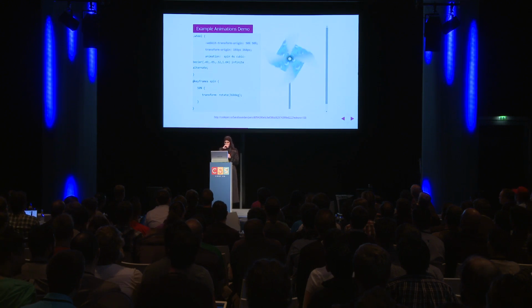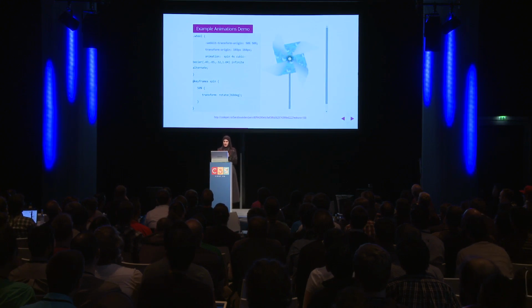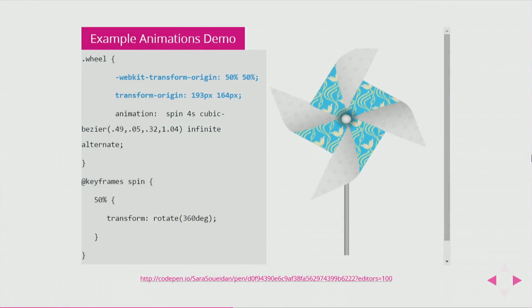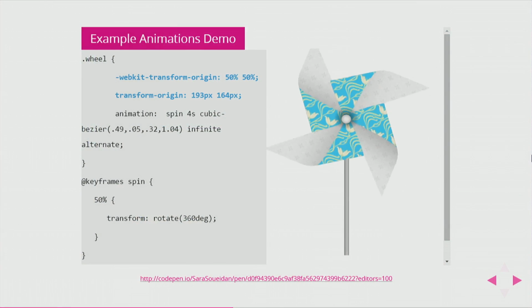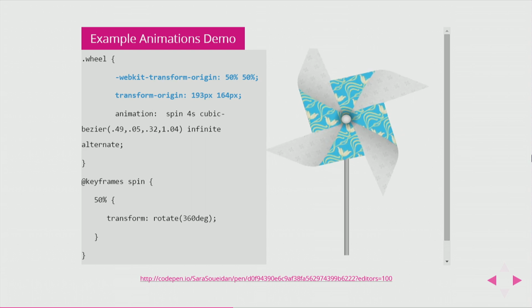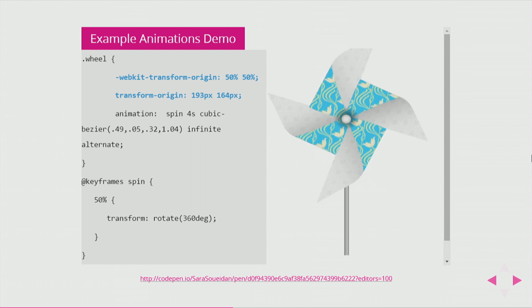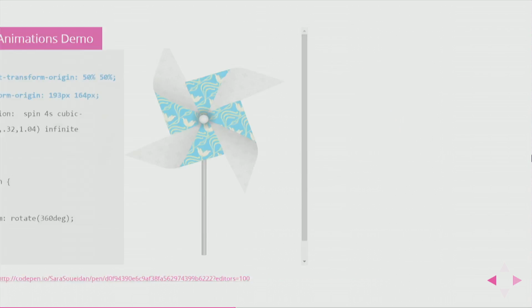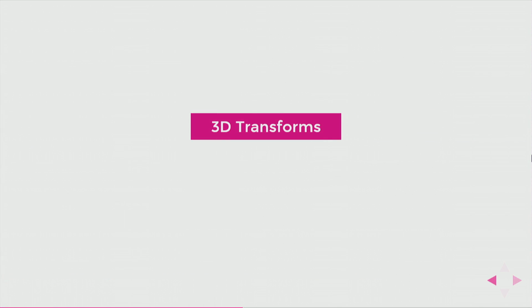Okay, so here's the iframe. I have a very simple example here, rotating a pinwheel. I wanted to rotate it around its center, so I've used both percentage values and absolute values to make it work in both Chrome and Firefox. Then, using CSS animations, the animation property, and keyframes, I've applied a rotation that keeps rotating infinitely. Okay. What about 3D transforms?